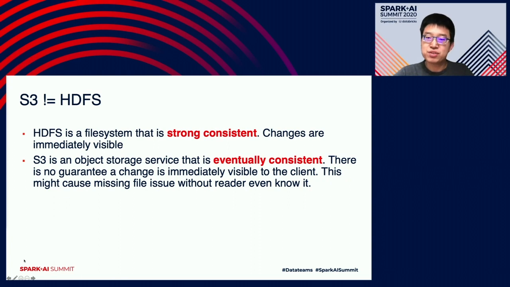HDFS is a file system that is strongly consistent. Changes are immediately visible. On the contrary, S3 is an object storage service that is eventually consistent. There's no guarantee a change is immediately visible to the client. This might cause missing file issues without the user even knowing it.